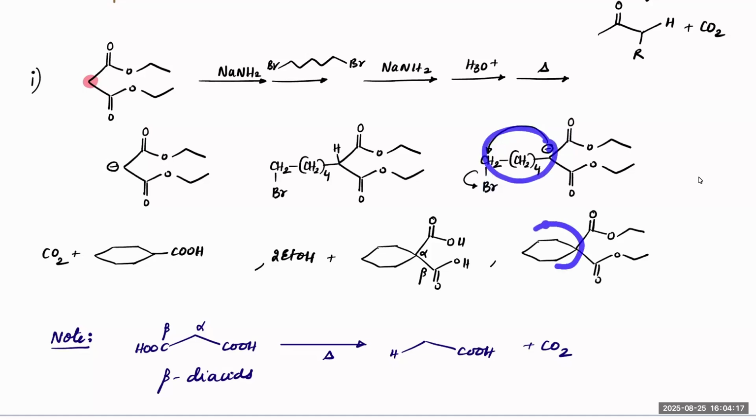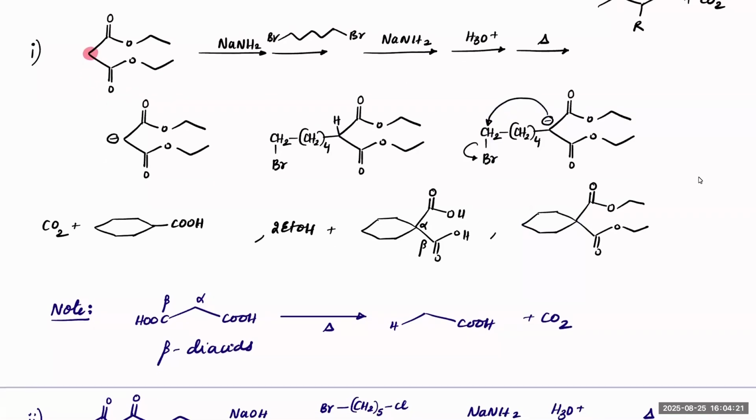Now you can see there is a 6 carbon ring size. Once you get the 6 carbon ring size, you are doing a hydrolysis. On hydrolysis, you'll get two acid groups now, because two alcohols will be departing. Ethanol forms here, so that is departing. Clear? And then we will get this form. Done.